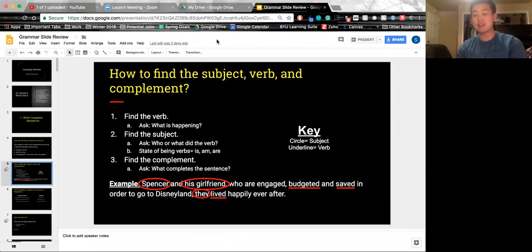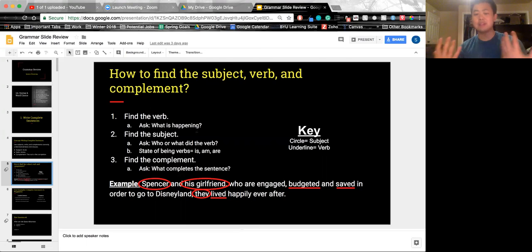When in doubt, throughout the test, I want you to do these three steps. First is to find the verb, because that's the easiest thing to find. What is the action being done in the sentence? Second is to find the subject. What or who is doing the verb? And last is to find the complement. What is completing the sentence?